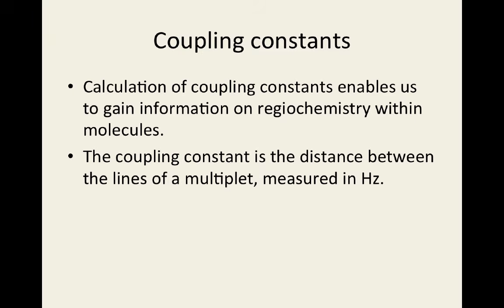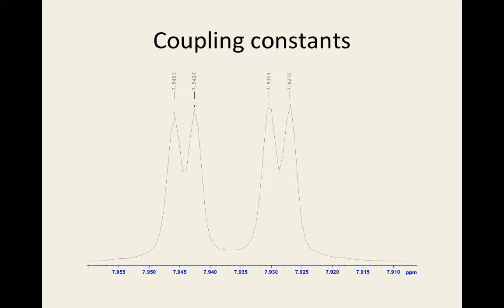The coupling constant is the distance between lines in a multiplet measured in Hertz. However, peaks in proton NMR spectra are usually labelled in ppm, so how do we calculate the coupling constant? Let's look at an example.